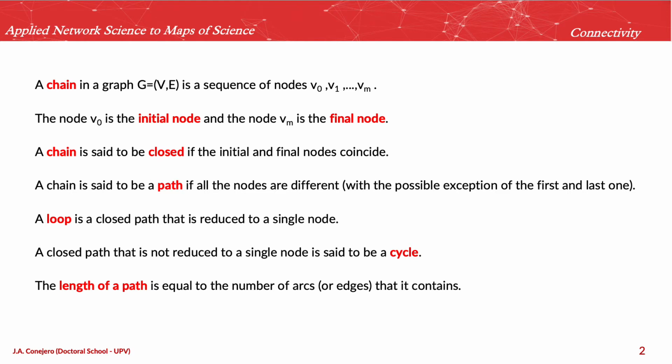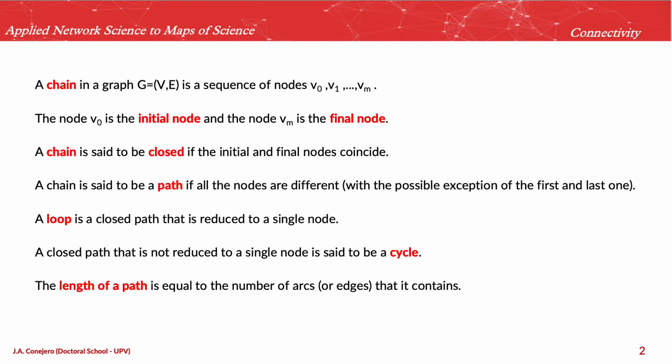So we are going to fix on a particular type of chains, which are paths, and are those chains in which we have separate nodes in the middle. The only case in which we can have repeated nodes is either at the beginning or at the end.